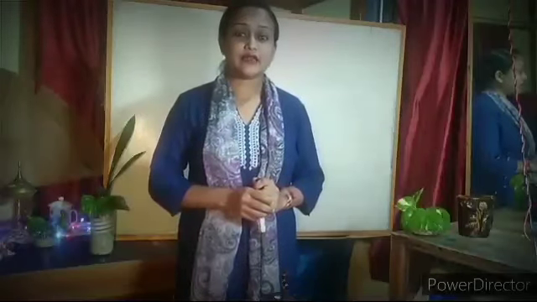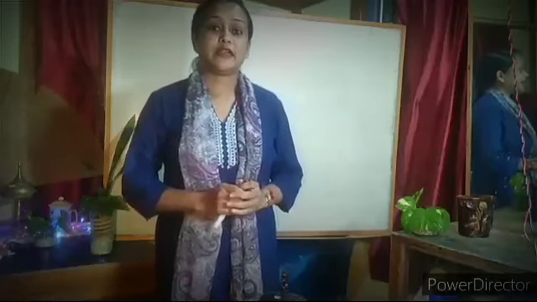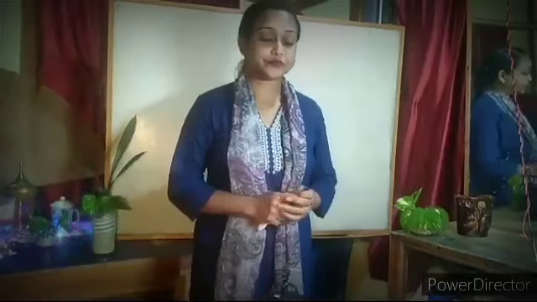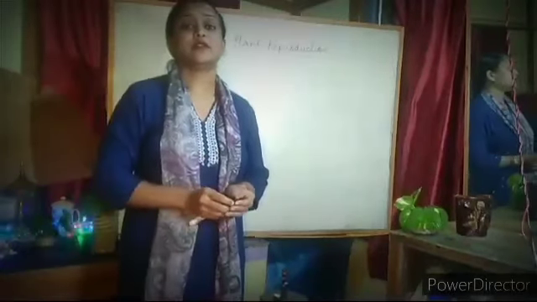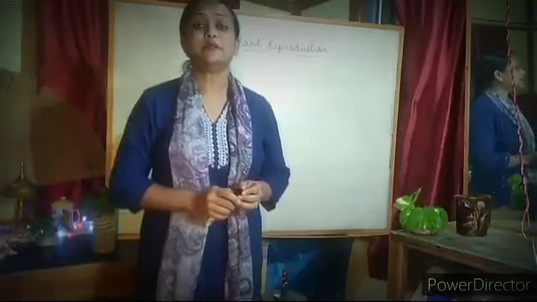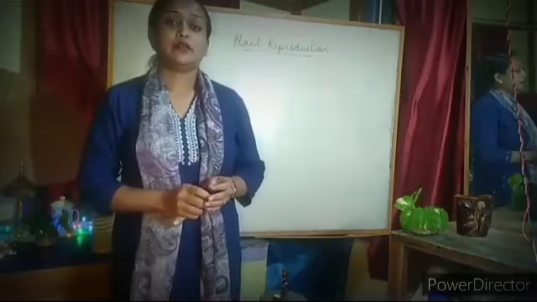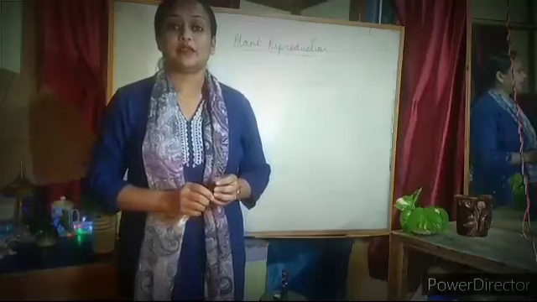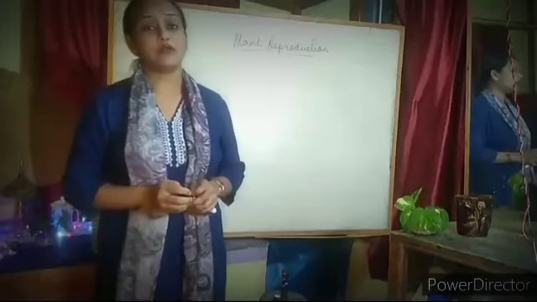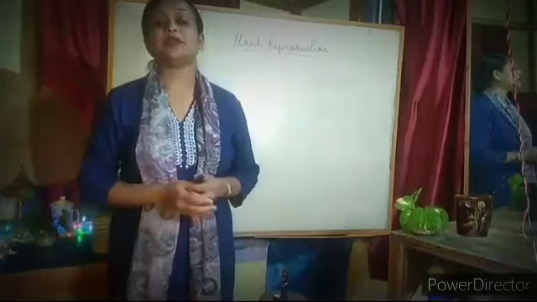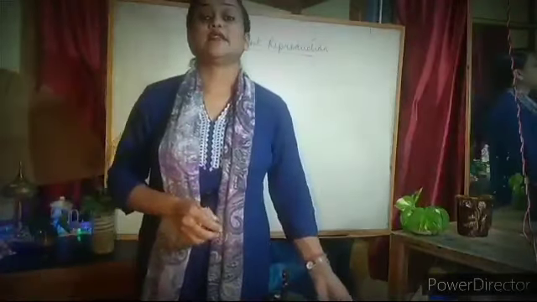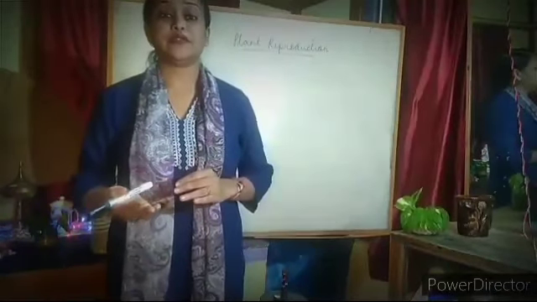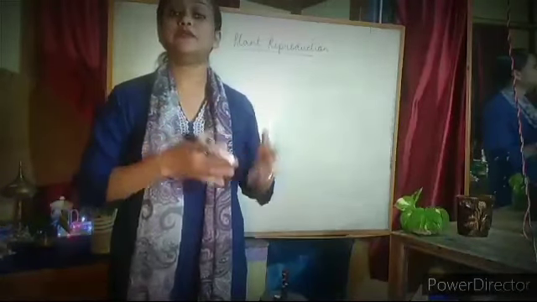Hello students, let's start our first chapter in science, that is plant reproduction. When we are discussing plant reproduction, first let's discuss some plants. We can see plants everywhere and most of the plants bear flowers. Those plants which bear flowers are known as flowering plants. Next, the flowers develop into fruits, that is, we get fruits from the flowers.